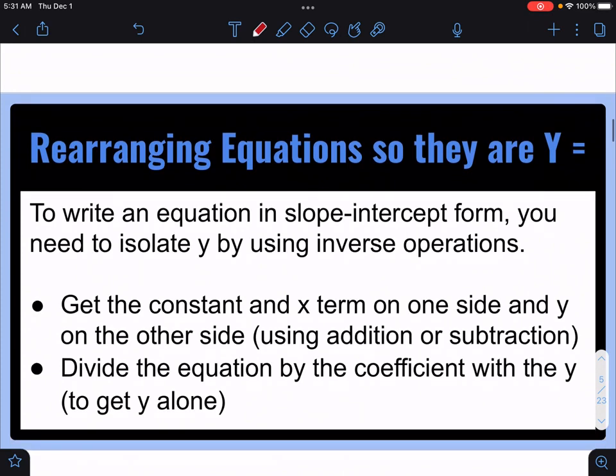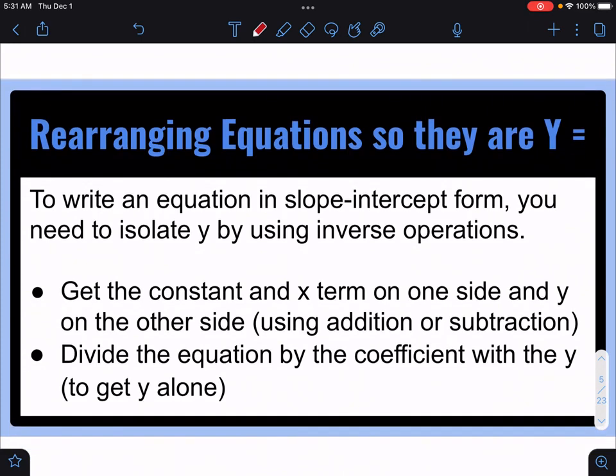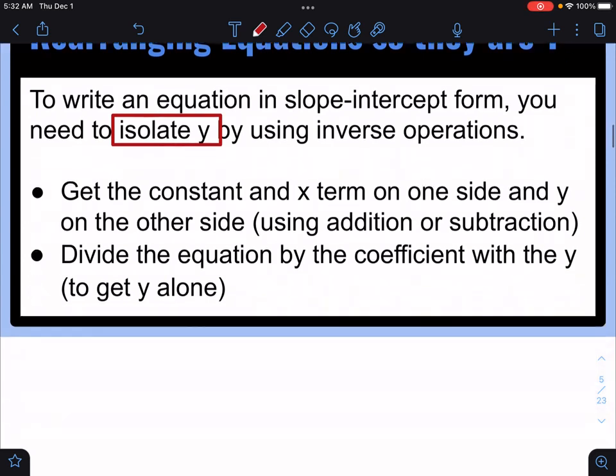Alright, so how are we going to rearrange equations so they are y equals? To write an equation in slope-intercept form, you need to isolate the y. What does that mean? That means you need to get the y by itself so it's the only thing on that side. By using inverse operations, you're going to start by getting the constant, which is the plain number, and the x term on one side, and y on the other side. You would do this by adding or subtracting. Then you're going to divide by whatever number is being multiplied by y. That way you get y alone.